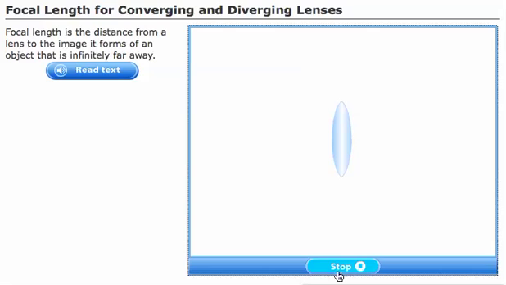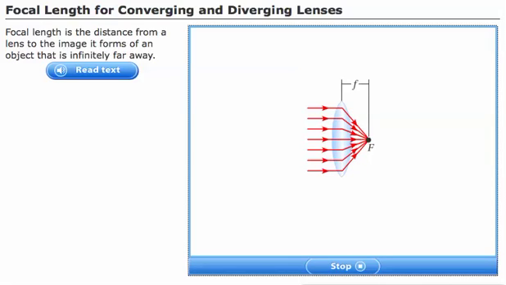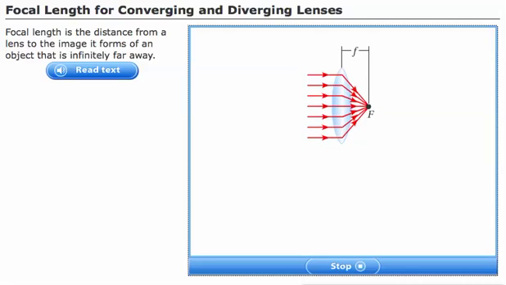The focal point of a converging lens is the spot where the image of an object at an infinite distance from the lens is focused. A group of rays parallel to the principal axis pass through a focal point, F, after being bent inward by the lens. The distance from the focal point to the center of the lens is called the focal length, F. For a converging lens, the focal length is positive and the focal point is to the right of the lens if the object is to the left.